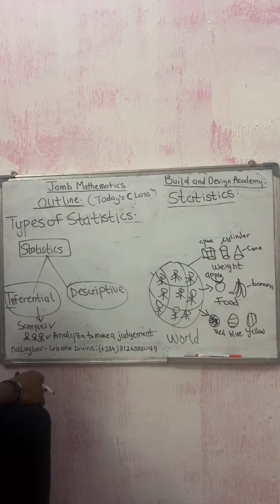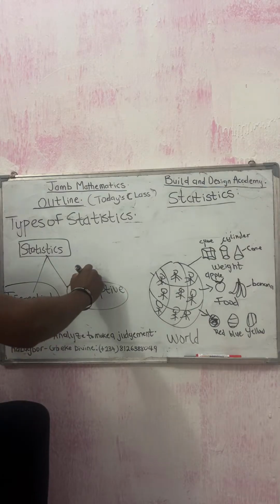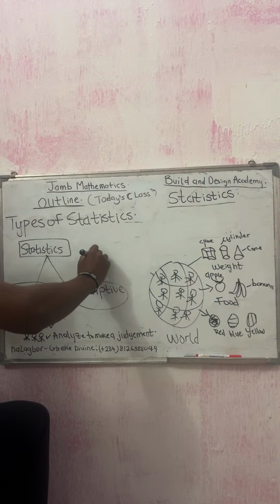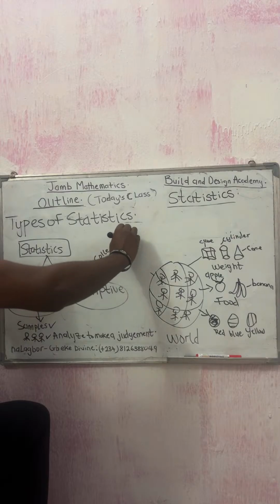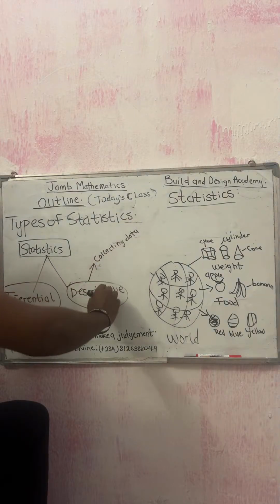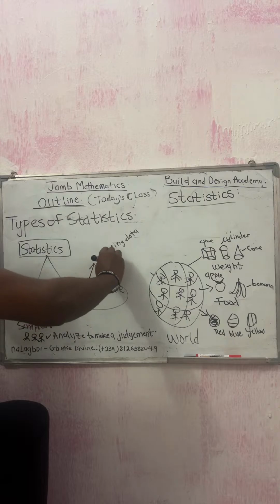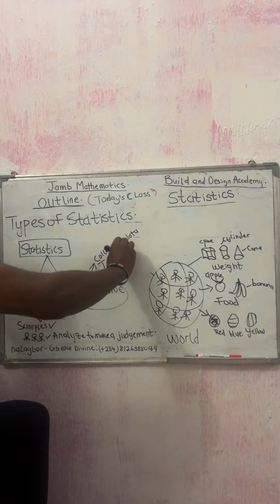Whereas descriptive statistics means collecting data and talking about the data you have collected. You're describing it.